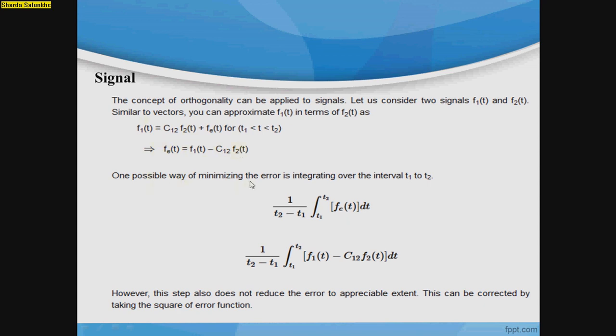One possible way of minimizing the error is integrating it over the period t1 to t2. So 1 by (t2 minus t1) times the integral from t1 to t2 of fe(t) dt is equal to 1 by (t2 minus t1) times the integral from t1 to t2 of f1(t) minus C12 f2(t) dt. This step also does not reduce the error to an appreciable extent, so this can be corrected by taking the square of the error function.